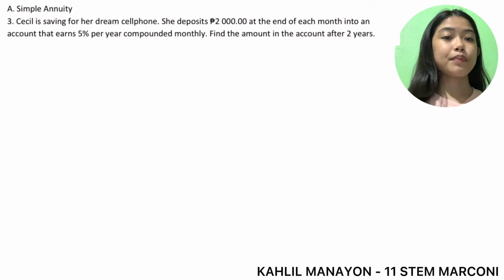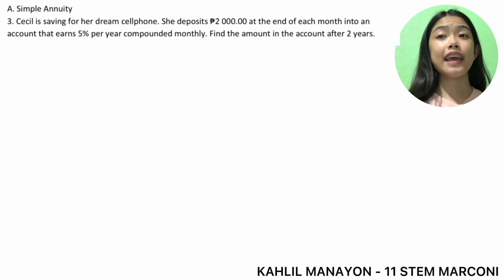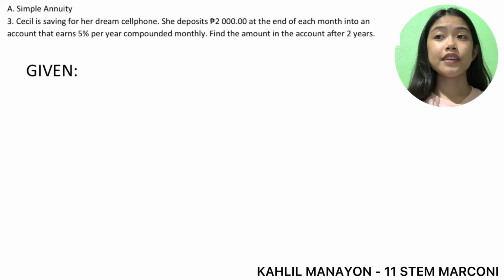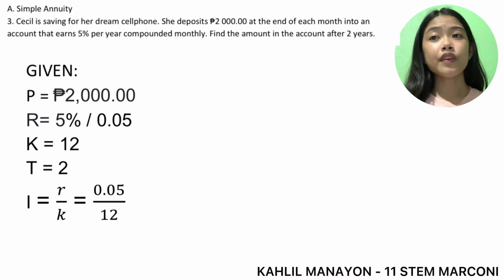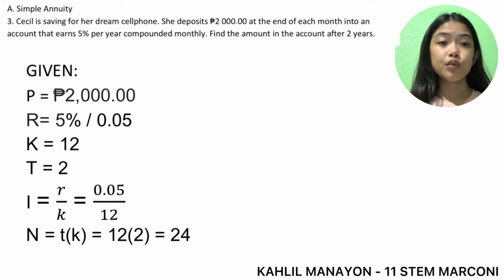Problem number 3, simple annuity. This problem is a simple ordinary annuity because the periodic payment is made at the end of each payment interval, and the interest conversion or compounding period is the same as the payment interval. And so here is our given. Our P, or periodic payment, is 2,000 pesos. Rate is 5%, converted into decimals, it would be 0.05. K is 12. T, or time, is 2. I is R over K, which would be 0.05 over 12. N is K multiplied by T. 12 times 2 equals 24.